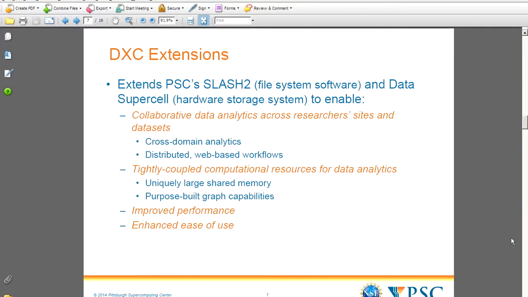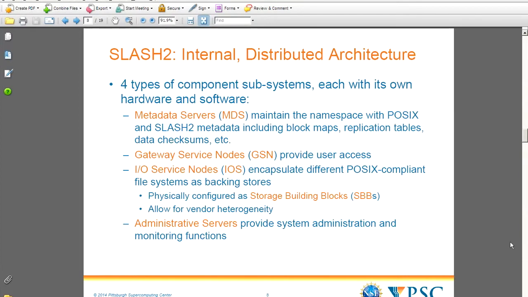The other way we're extending it is to really bring in computational resources for data analytics. The data supercell was purely a storage resource. So what we're bringing in now is uniquely large shared memory with Blacklight, the graph analytical capabilities of Sherlock, and obviously other things can be folded in as well. Recently we're bringing in database capabilities with database-specific nodes, and then improving performance, enhancing ease of use, and just other feature expansion and hardening. Slide 8, please.